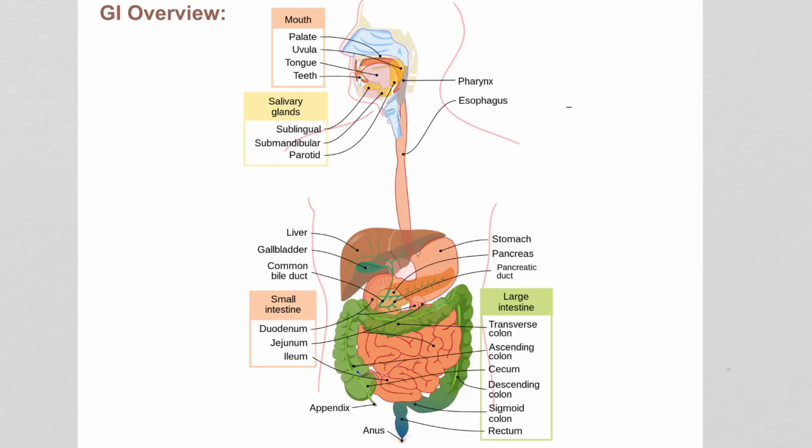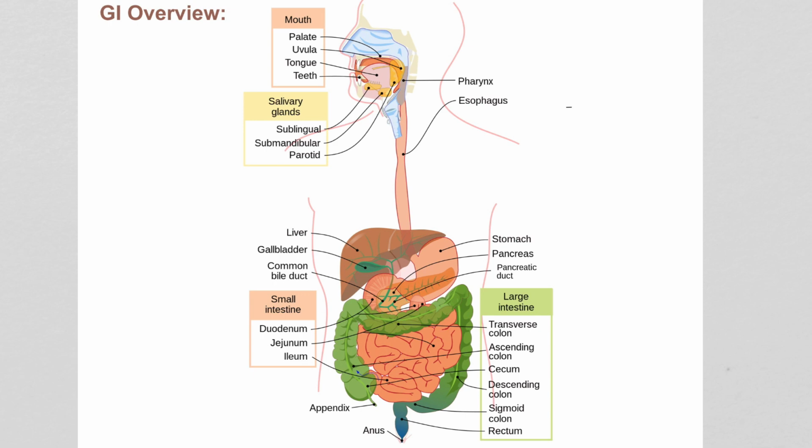Alright guys, this video is meant to be an introduction to the gastrointestinal or digestive system. And the way that I want to do this is introduce the organs that are present in the system, because there are a lot of them, and then we're going to move on to an overview of how the system is controlled.